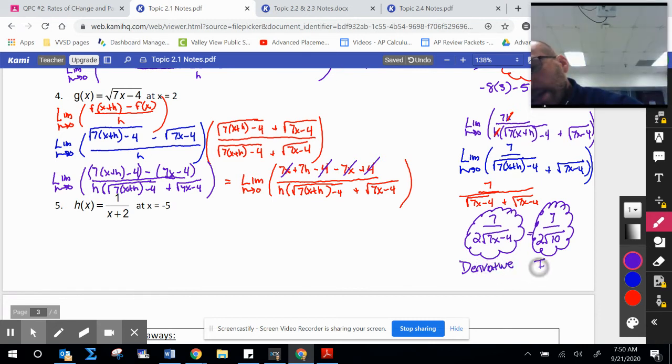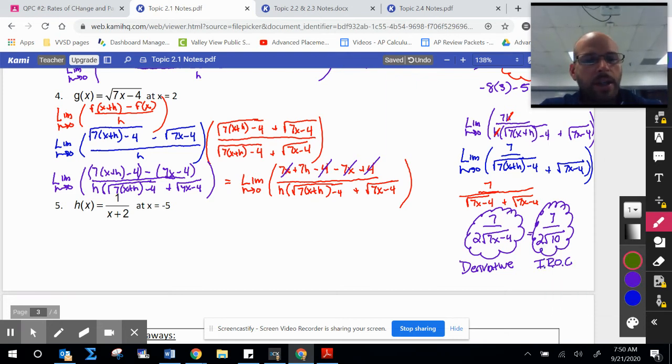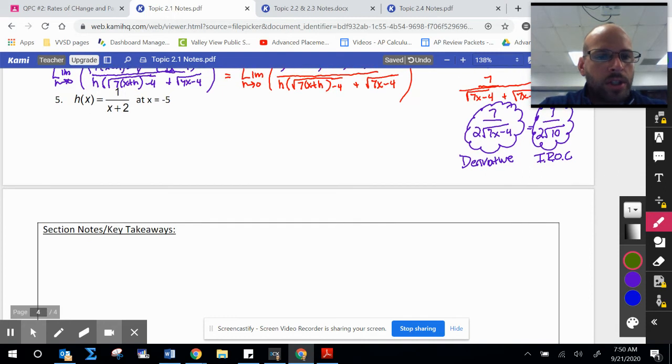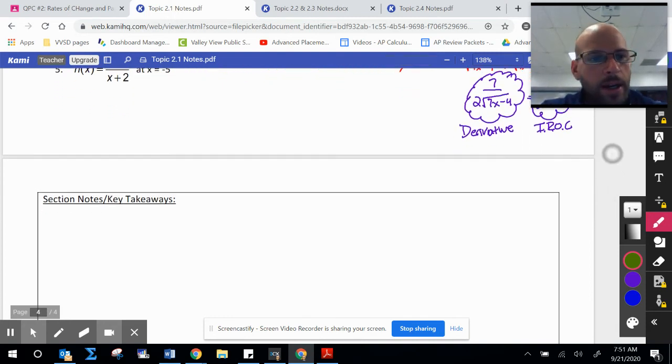And then this is my instantaneous rate of change. So I abbreviated that, IROC. So again, instantaneous rate of change. Okay? So I have one more here. I'm going to switch over to green or something so you guys can see what's happening. Now, I'm also a little worried about space, so I might go to the next sheet of paper just to give myself some more room.